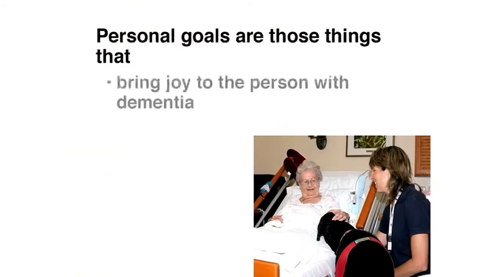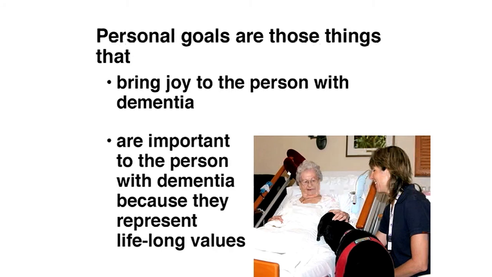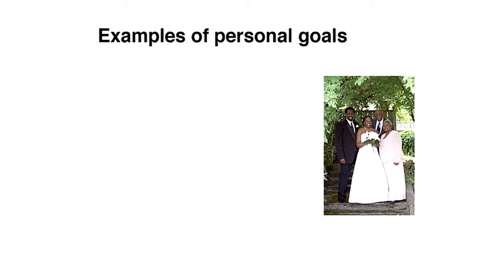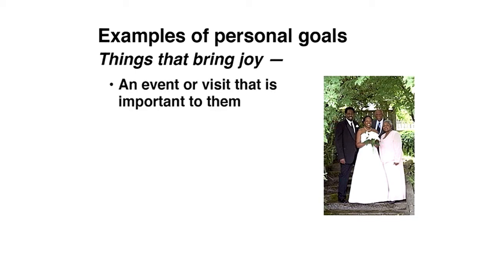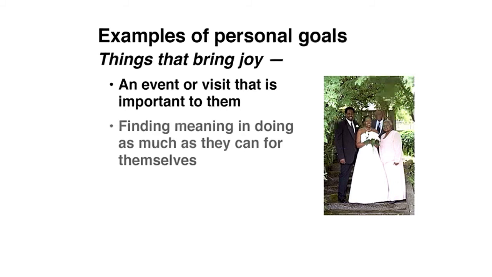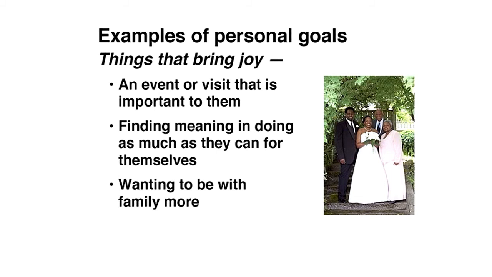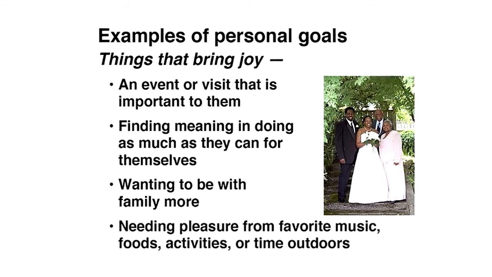Personal goals are the things you know bring joy to the person with dementia now, or are things you believe are important to the person with dementia because they represent their lifelong values. Here are examples of personal goals to consider. Things that bring joy to the person with dementia could include an event or visit that is important to them, finding meaning in doing as much as they can for themselves, wanting to be with family more, or needing pleasure from favorite music, foods, activities, or time outdoors.